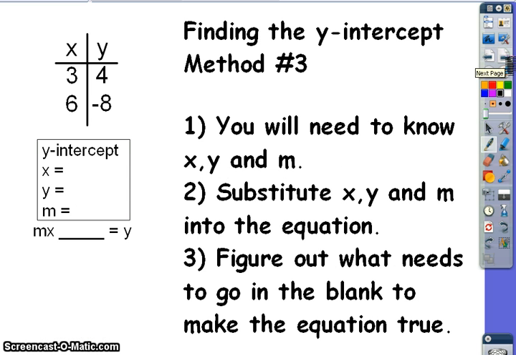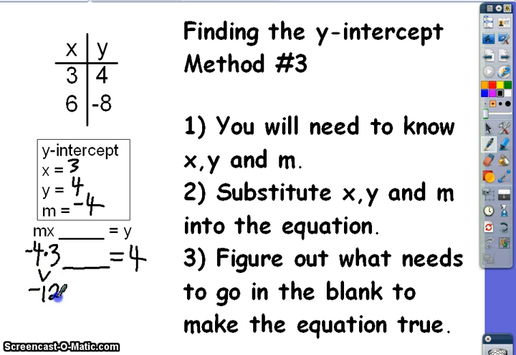Method 3, you need to know x, y, and m again. Well, I'm going to choose the exact same x and y I've been using. X is 3, y is 4, and m is -4. Substitute x, y, and m into the equation. So m is -4 times x, which is 3. I've got a big blank, equals y. -4 times 3 is -12, equals 4.